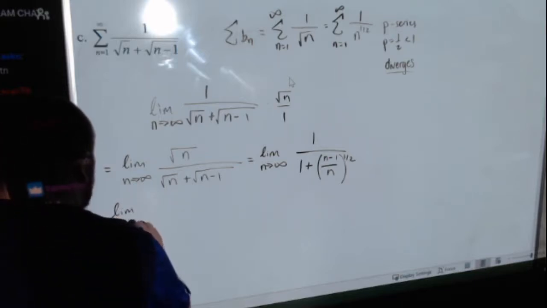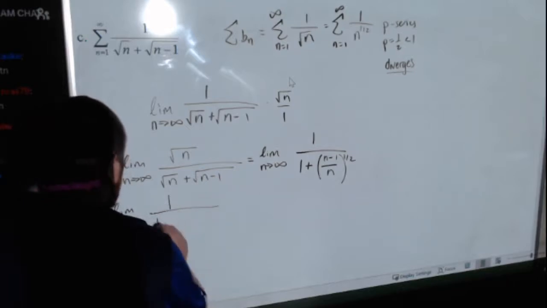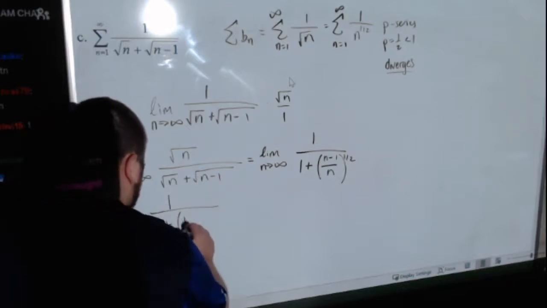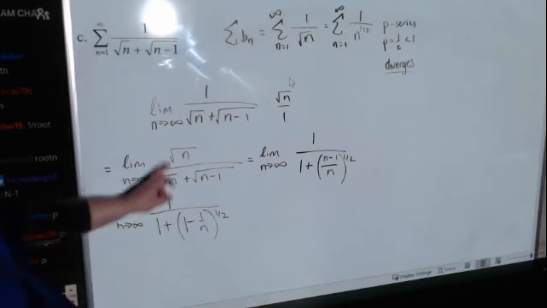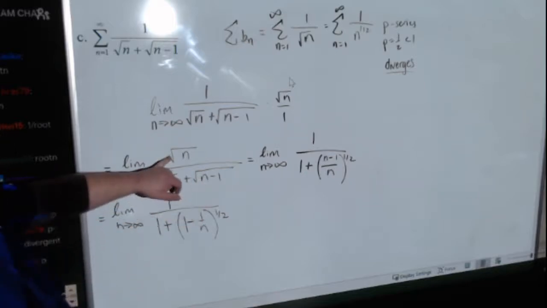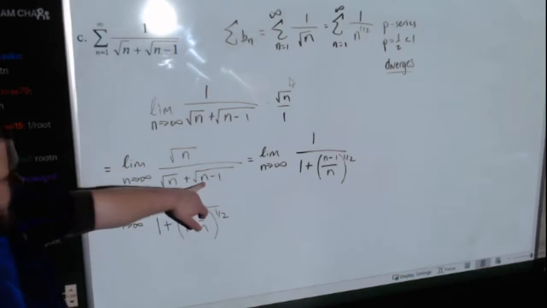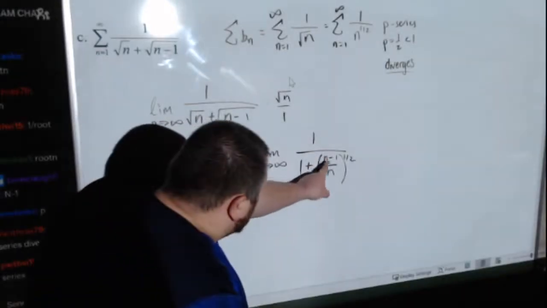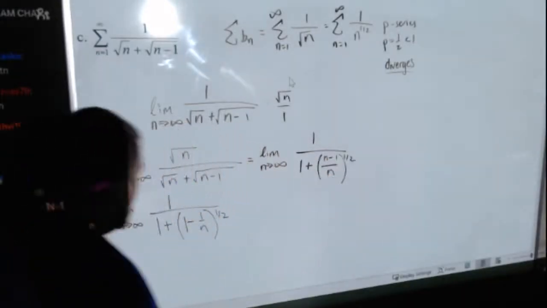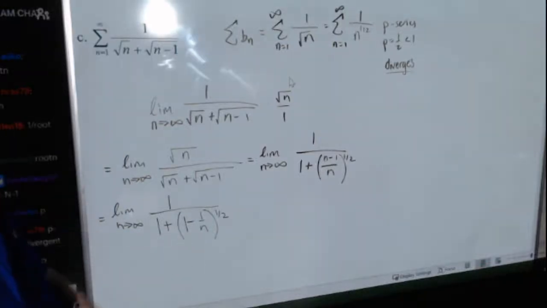Simplifying. Alright, so I divided everything by root n. This divided by root n is 1. That's 1. That I rewrote as n minus 1 over n to the 1/2. Then I broke this into two fractions, n over n and minus 1 over n, which turns out to be 1 minus 1 over n.